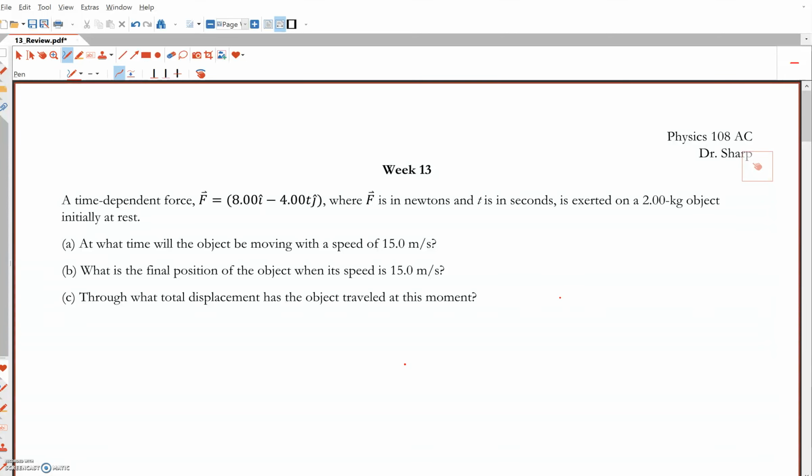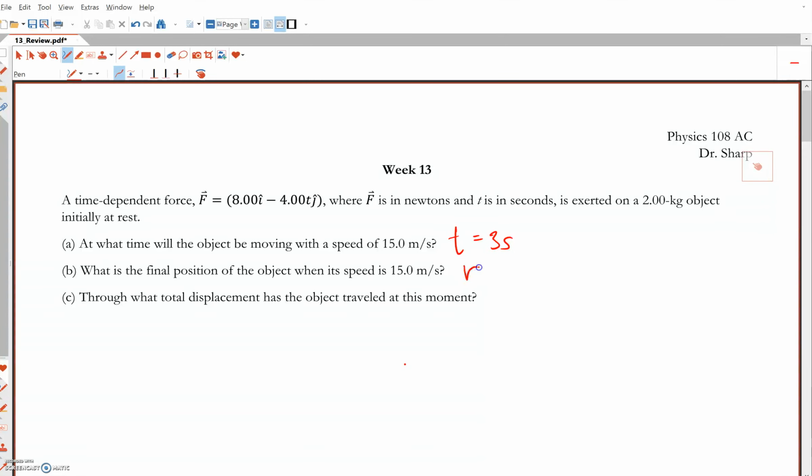But what we did was this problem where we had a time-dependent force given here, with F in newtons and t in seconds. Notice it's time-dependent. It is exerted on a 2 kilogram object initially at rest. First question was, at what time will the object be moving with a speed of 15 meters per second? And we found the time is equal to 3 seconds. So t is equal to 3 seconds.